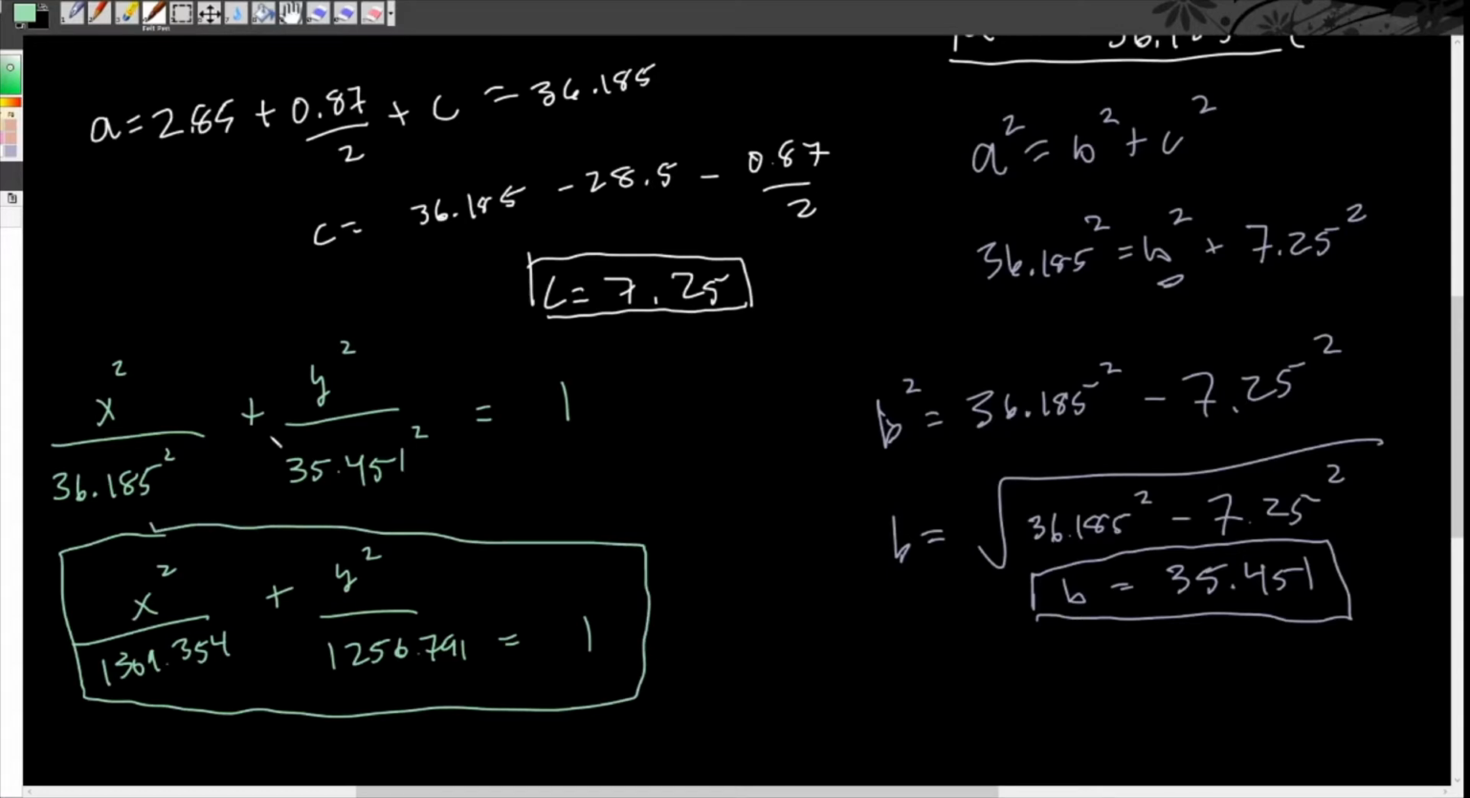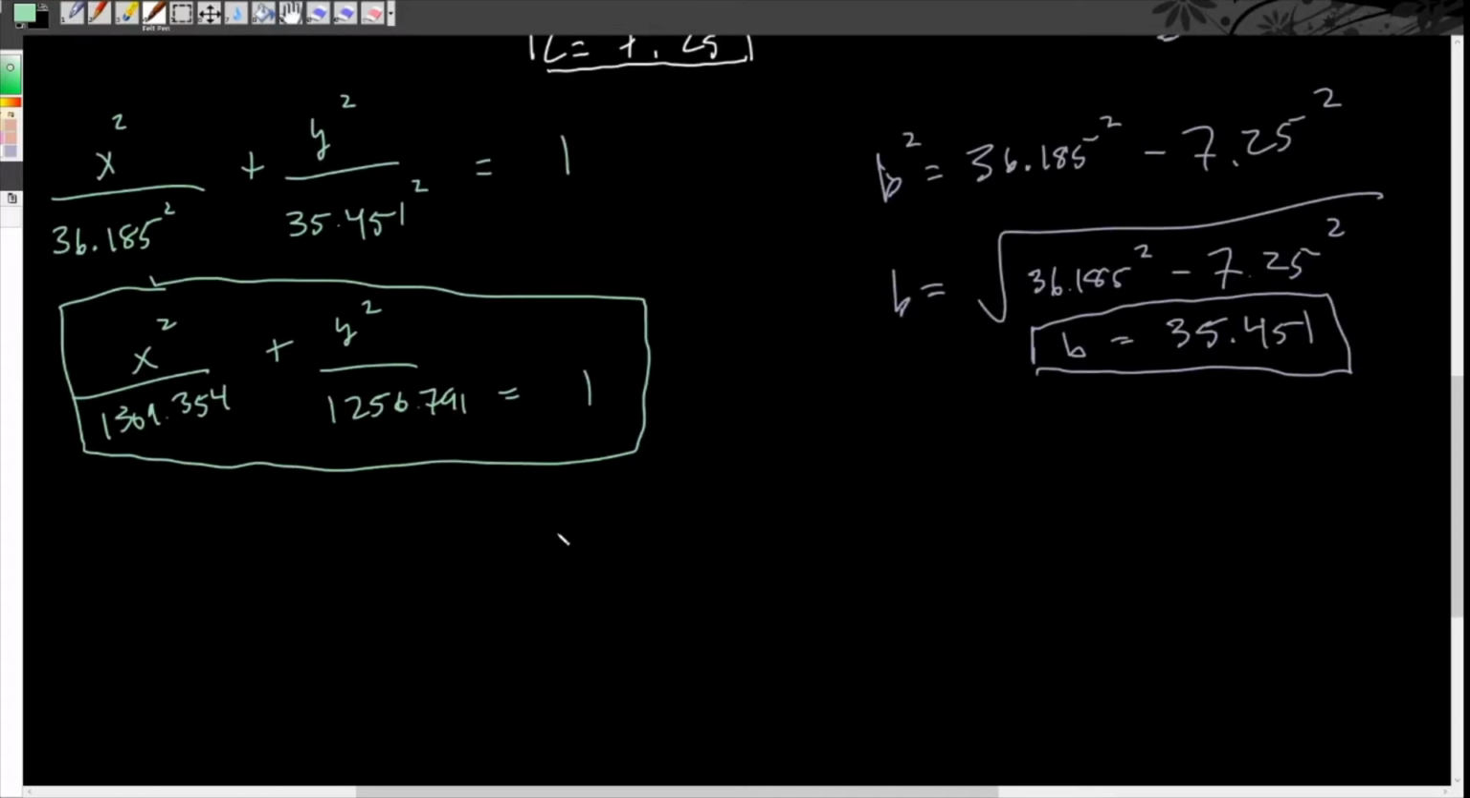So this is our equation here, and we also asked for the eccentricity value, which is just c divided by a. So let's do that. E equals C divided by A. C is 7.25 and A is 36.185. Let's do it on my calculator. 7.25 divided by 36.185. To 3 decimals, it's 0.2.